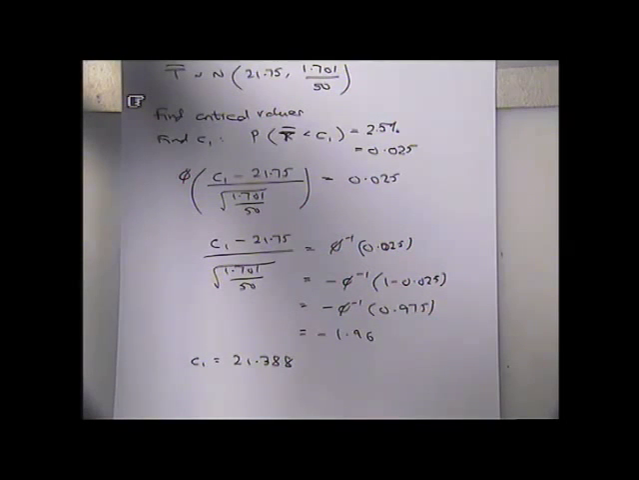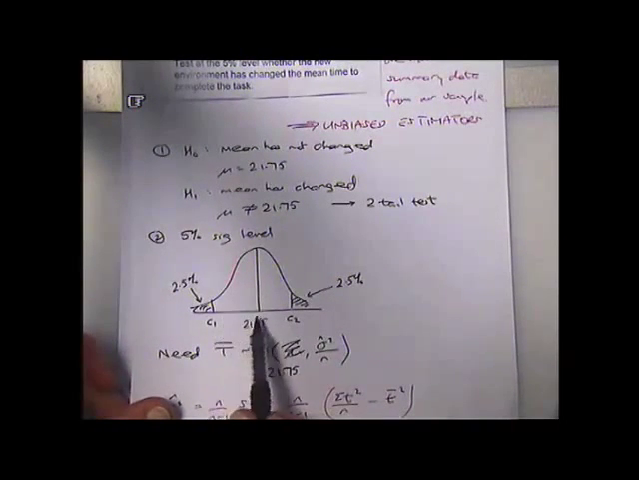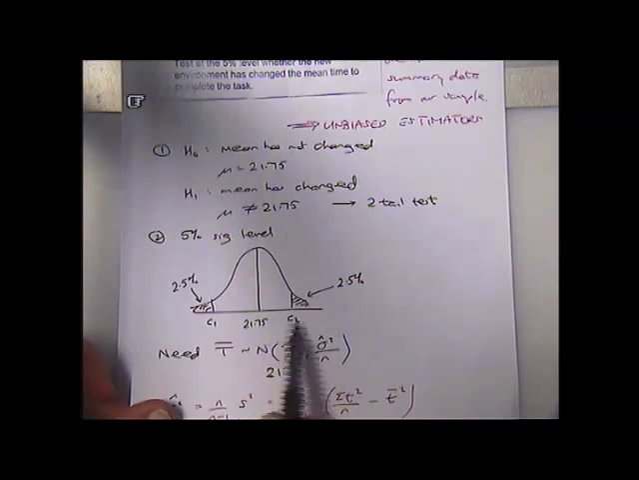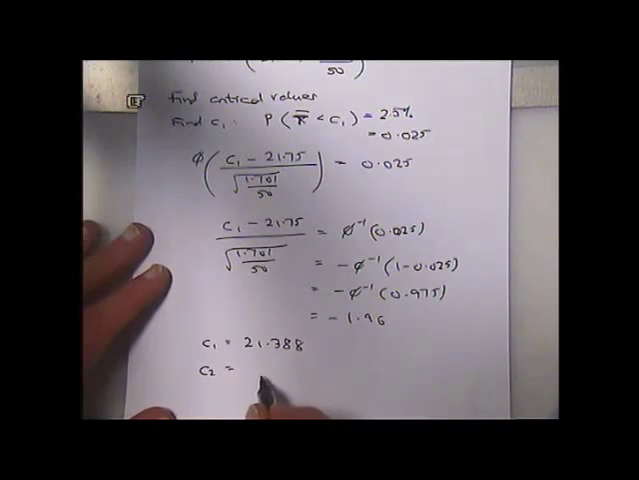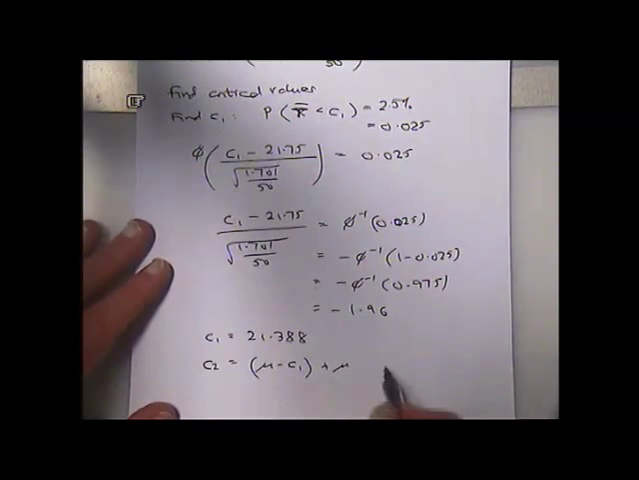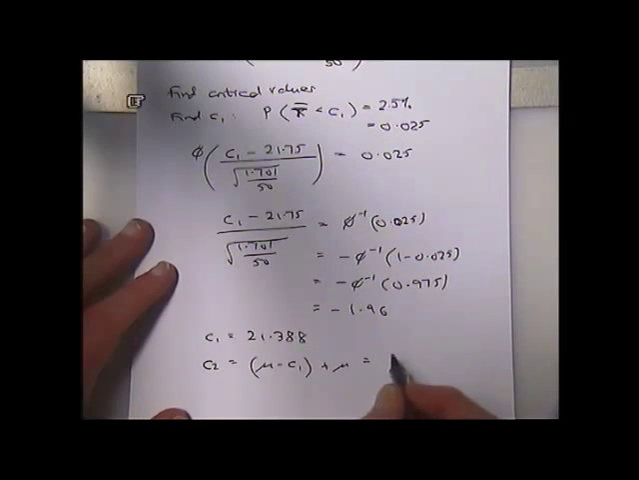So, once you know what C1 is, we can find C2 as well. If I just go back a minute to the diagram, basically if you work out what that gap is, the distance between those two, and add it onto the mean, we'll get C2. So C2 is equal to mu minus C1, that gap, added on to mu. And if you work that out, you will get C2 as well. 22.11, which is 22.112.